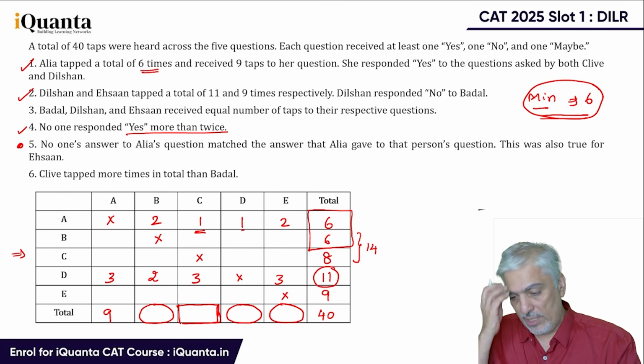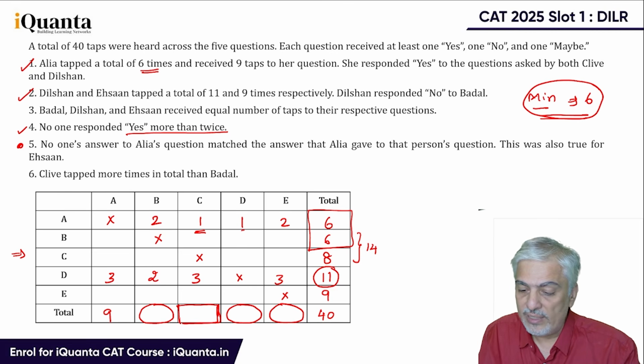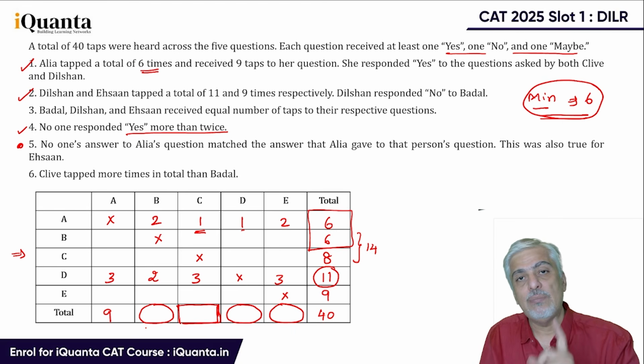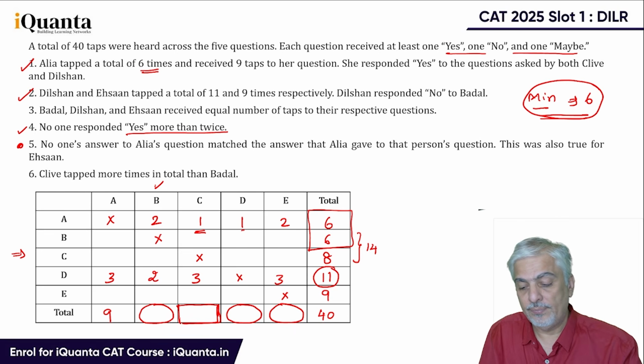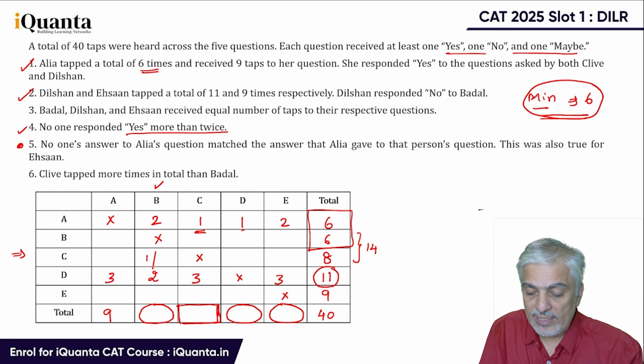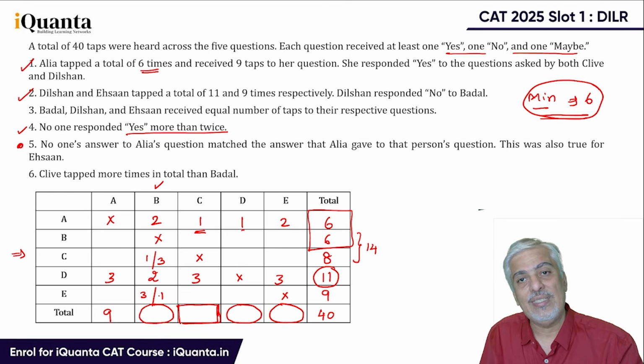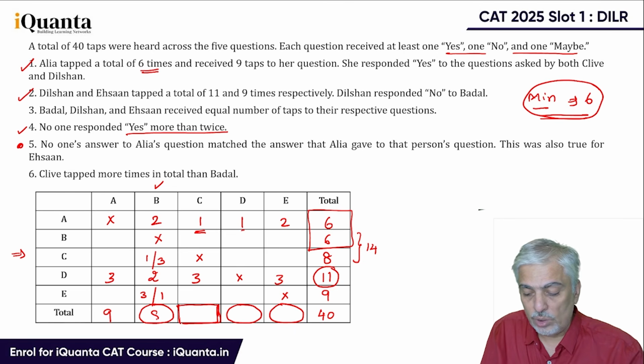Now, if you notice, they've also said somewhere that a total of 40 taps was heard across the 5 questions. Each question received at least 1 yes, 1 no and 1 maybe. That means vertically there is minimum 1 yes, 1 no and 1 maybe. Now if you look at Badal, Badal has already got a 2 and 2. That means he'll get a 1, 3 or a 3, 1. That means in one of the places he'll get 1 and the other he'll get 3. So can I say Badal's total will definitely be 8?